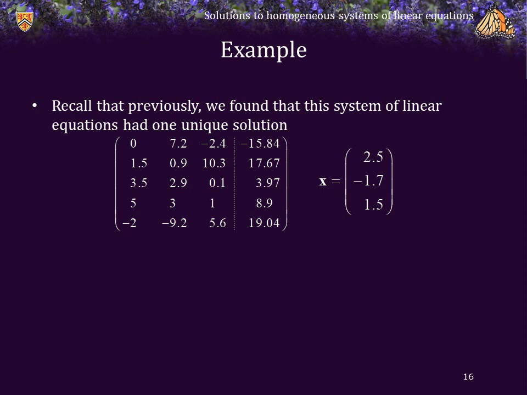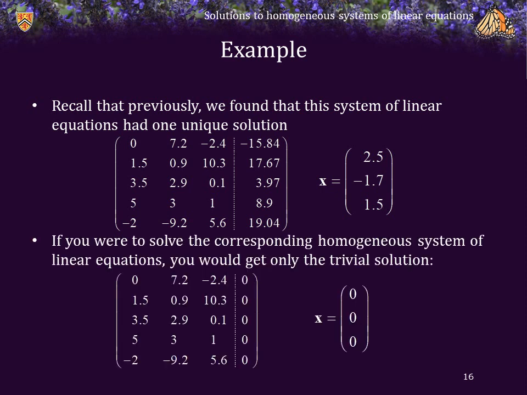Now, previously we found that the solution to this system of linear equations had one unique solution. As you may guess, the corresponding homogeneous system of linear equations also has only one unique solution, only now it is the trivial solution. Now, the trivial solution is the 0 vector. You may recall also that the 0 vector is a subspace of any vector space. It is the subspace containing only the 0 vector.